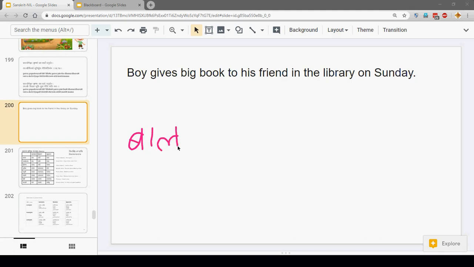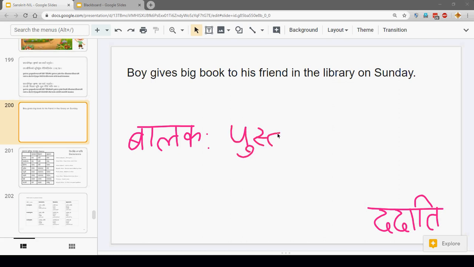Balakaha. Now the verb is dadati. You can use yachati also, that is fine, or dadati. Balakaha dadati. Kim dadati? Pustakam dadati.